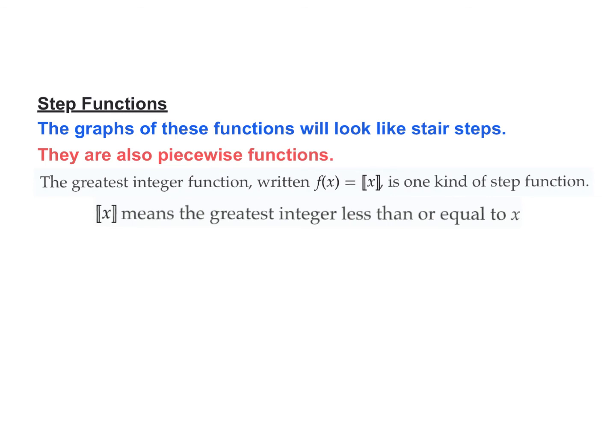So the greatest integer function is either equal to the value inside of it, if it's an integer, or it's the next lower one. The greatest integer less than or equal to x. So it can be equal to it if what's inside is already an integer. If it's not already an integer, it will go down to the next integer. That's what the greatest integer function does.